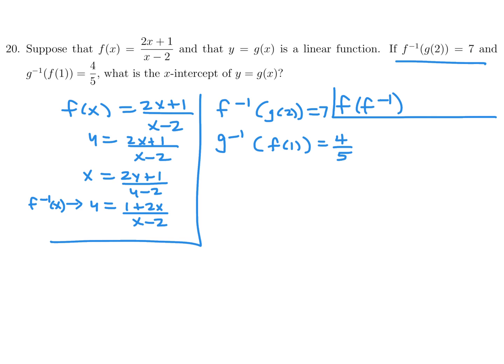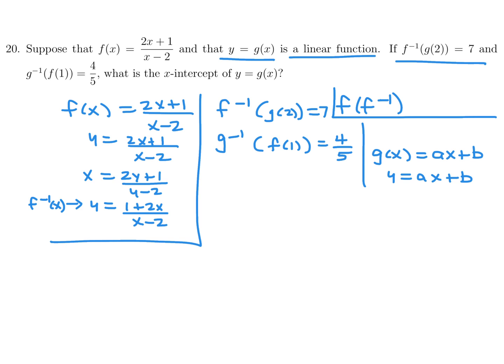Do we have an equation for g(x)? Yeah, y is equal to g(x). But what's the equation here? Oh, we're not given an equation. We're just told that it's linear. Okay, so g(x) is some linear function, and all linear functions are of the form ax + b. And therefore y = ax + b.